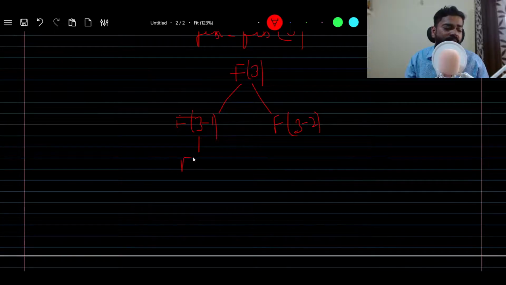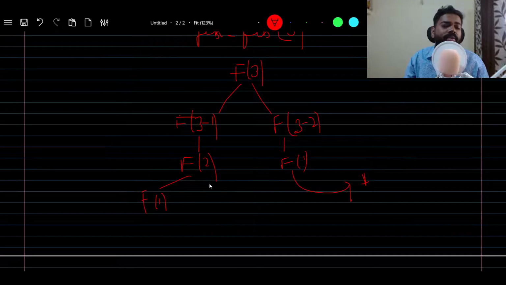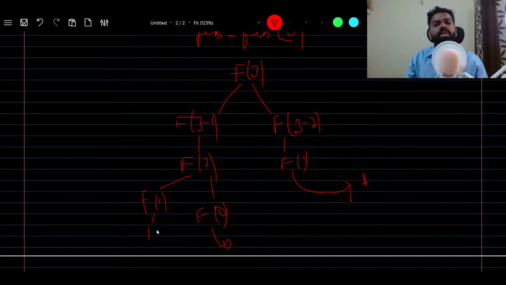So this becomes f of 2. This becomes f of 1. Now f of 1 you already know is 1, right? And f of 2 again gives f of 1, f of 0. And this is how it is working. Finally f of 0 is 0, f of 1 is 1. And this is how it gives you the result.